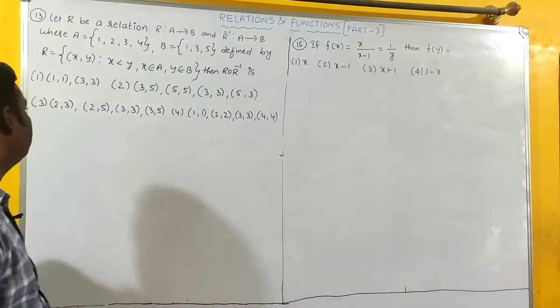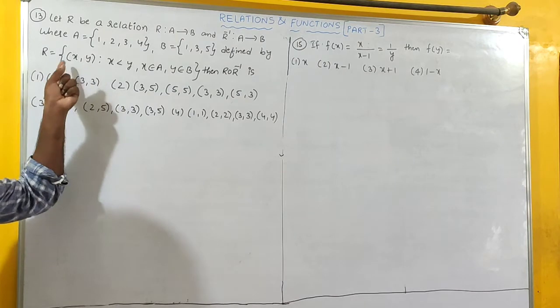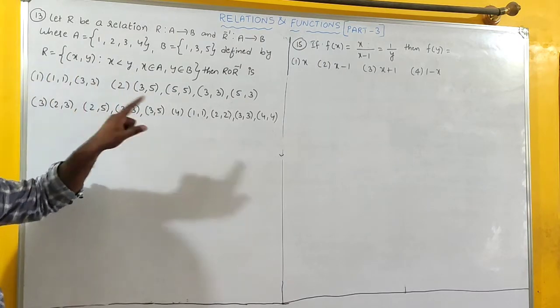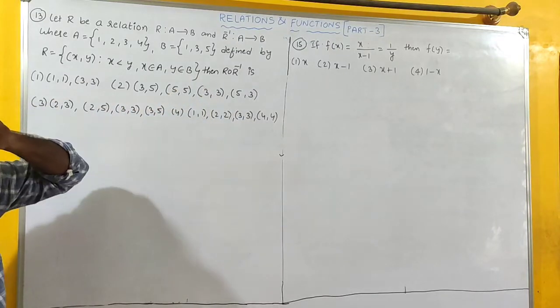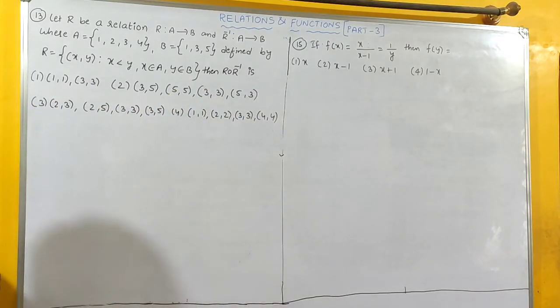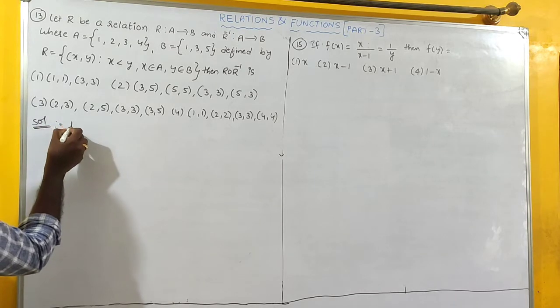Next, 13th question. R is a relation from A to B and R inverse is also a relation from A to B only, and A equals 1, 2, 3, 4 and B equals 1, 3, 5, defined by R equals x comma y such that x less than y and x belongs to the first set, y belongs to the second set, then R circle R inverse. Okay. Now the solution. First I will find R.